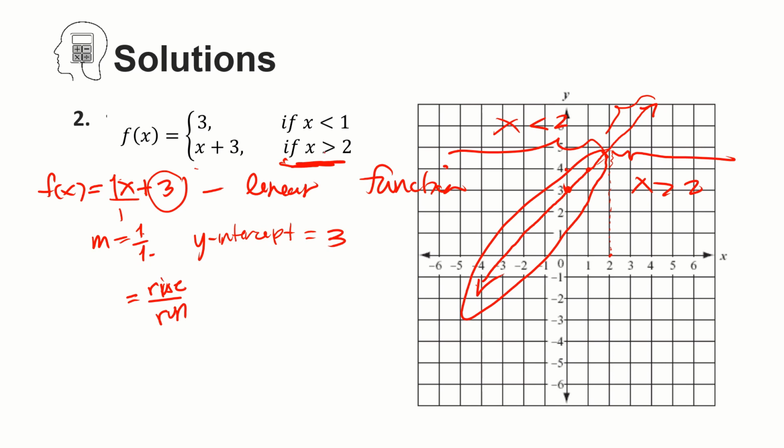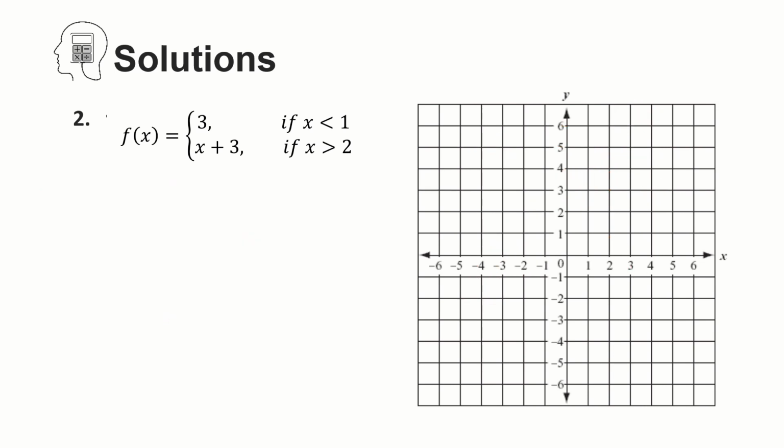Also, don't forget the convention. Since our 2 is not included in the domain because this is greater than 2, then we create a hole where our x is equal to 2. So if we look at the final graph now, we have here f of x is equal to 3 if x is less than 1, and then f of x is equal to x plus 3 if x is greater than 2.